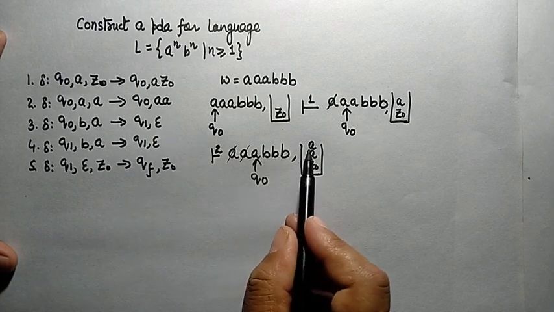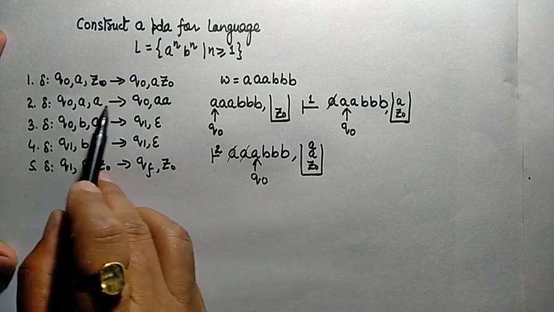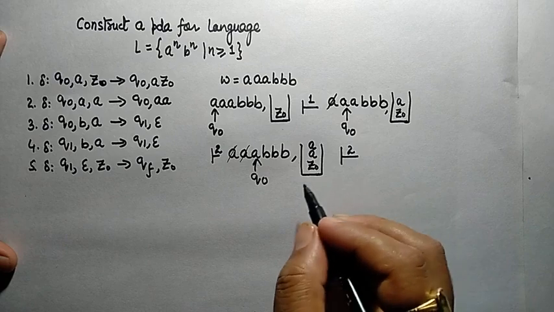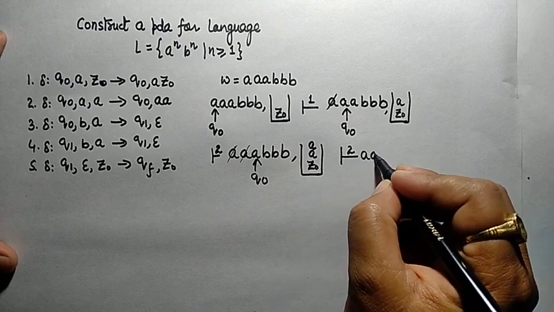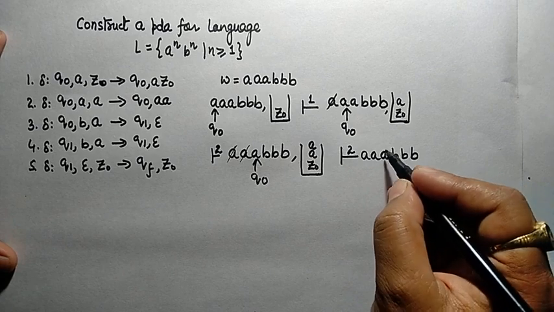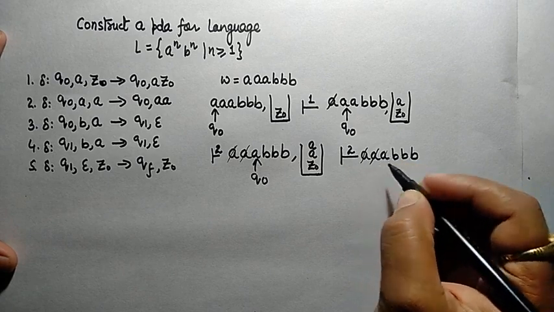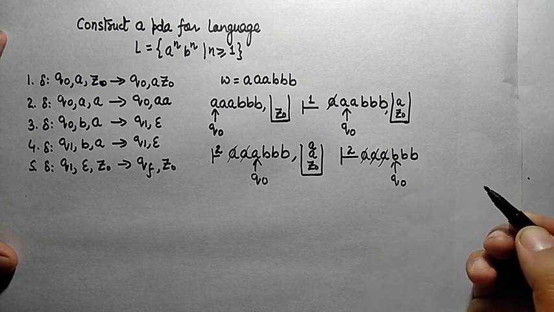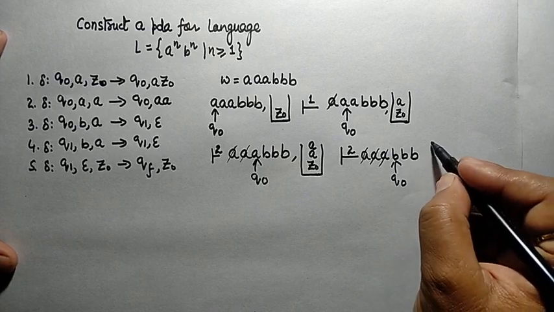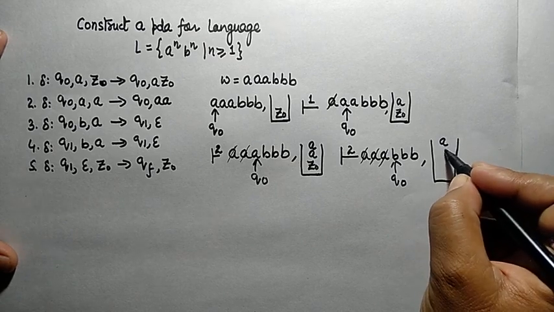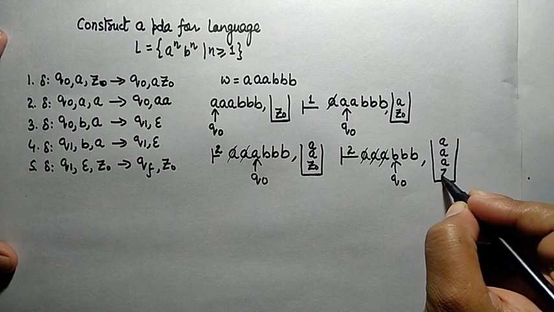Now again Q0 A A. Rule number 2 will be applied. With this rule, one more A will be pushed into the stack. Now all 3 A's have been read. The pointer will move towards its right, and now the stack contains 3 A's.